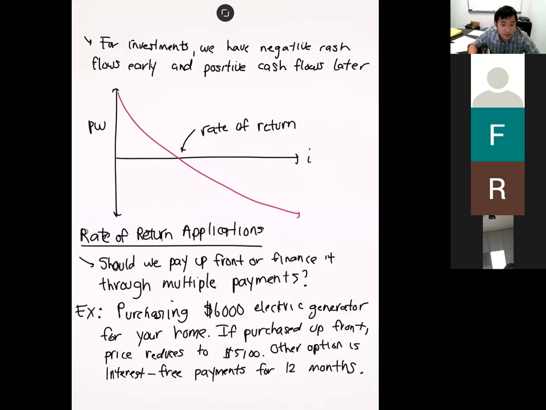What we want to do here is compute the rate of return that we get by purchasing it up front. That's going to give us an indication of how good of a financial decision that is. Any questions on the problem setup? Okay. All right. Let's go ahead and go to the next page.